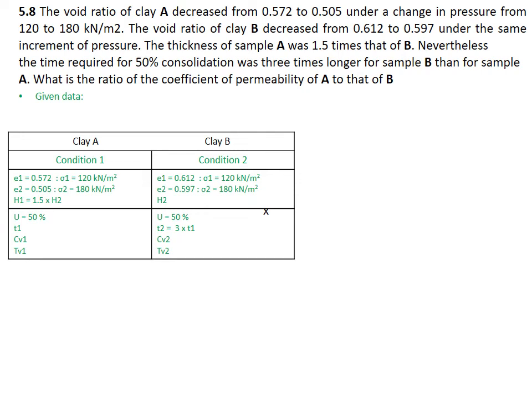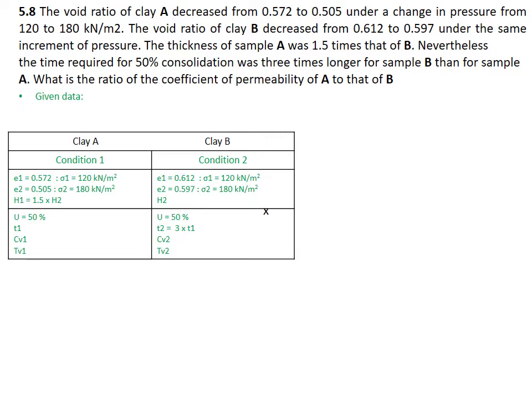The next data given is the sample thickness. So they have not given the value of the thickness, but they have given the ratio. So A is 1.5 times B. So if we call B as H2, so A, H1, will be 1.5 times H2.